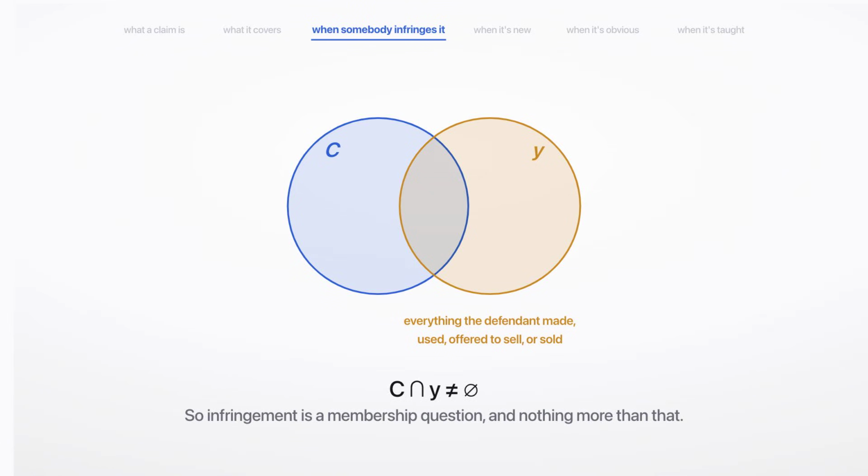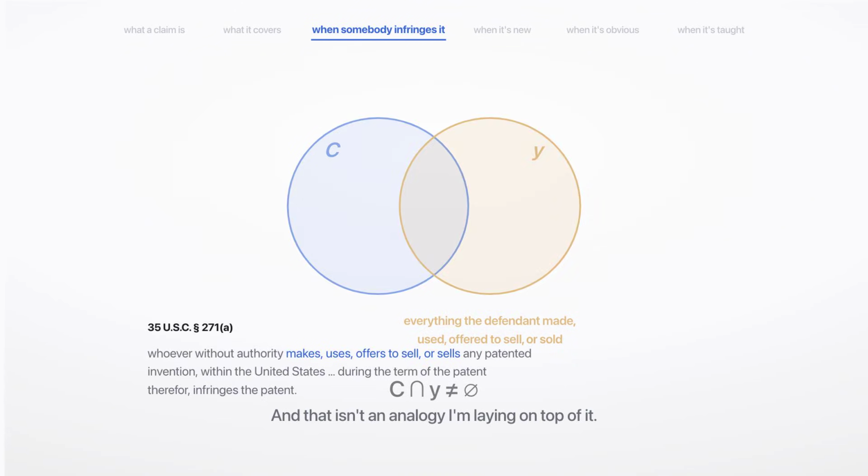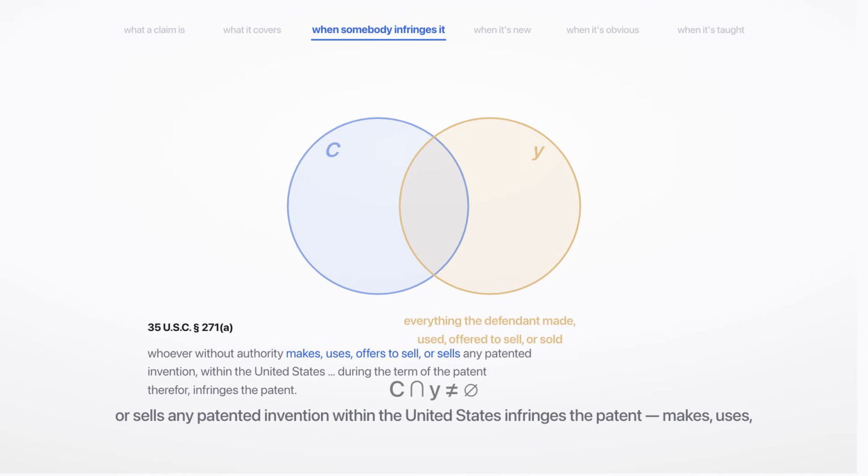So infringement is a membership question, and nothing more than that. Is the accused product in the set, or isn't it? And that isn't an analogy I'm laying on top of it. The statute says whoever without authority makes, uses, offers to sell, or sells any patented invention within the United States infringes the patent. Makes, uses, sells, one object at a time, in or out.